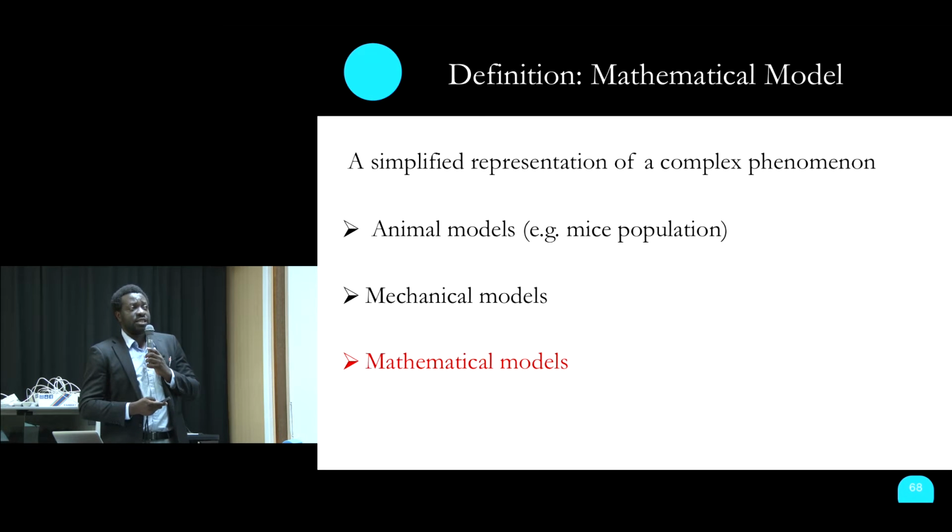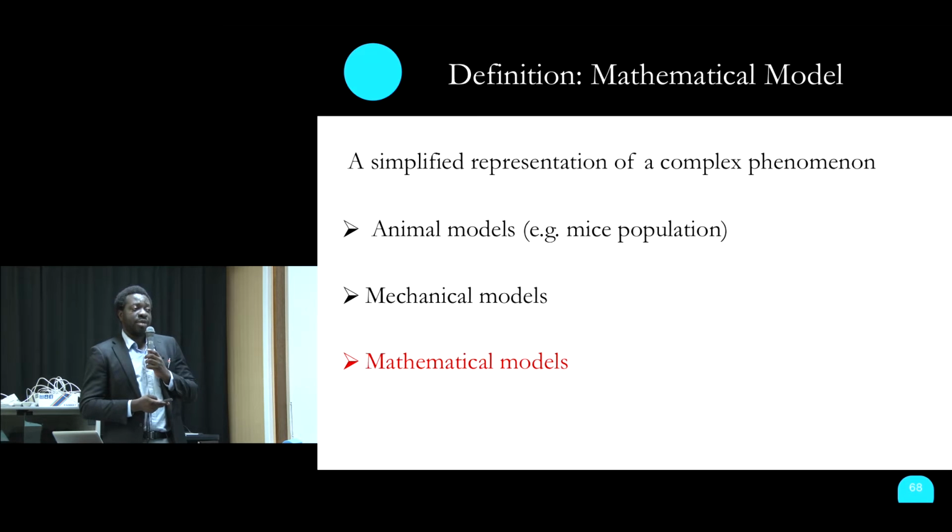A model is just a simplified representation of a complex phenomenon. So we try to take something that is complex and illustrate it in a very simple and organized way. This is a model. We have many kinds of models. Animal models: I don't know if some of you have done lab experiments with mice, trying to test the effect of drugs, for example, or to block some genes and see what will happen to the mouse.